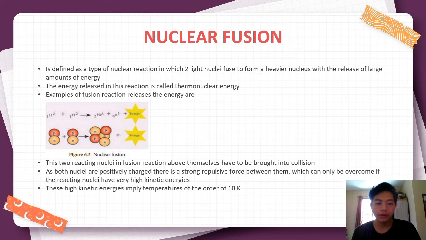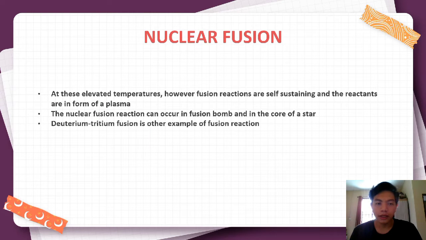So these two reacting nuclei in the fusion reaction above have to be brought into collision. As both nuclei are positively charged, there is a strong repulsive force between them, which can only be overcome if the reacting nuclei have very high kinetic energies. And these high kinetic energies imply temperatures of the order of 10 Kelvin. At these elevated temperatures, however, fusion reactions are self-sustaining and the reactants are in the form of a plasma. The nuclear fusion reaction can occur in a fusion bomb and in the core of a star.